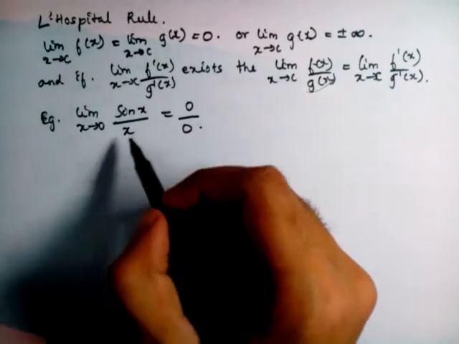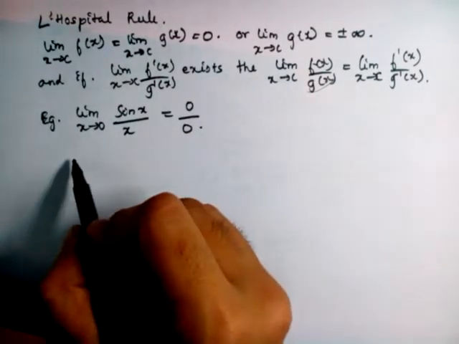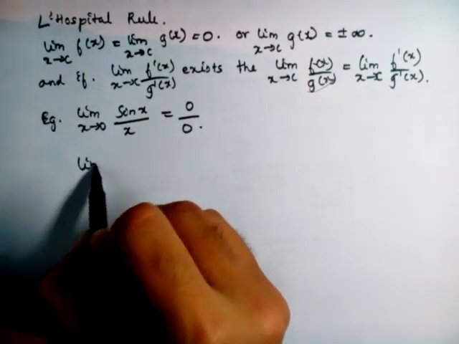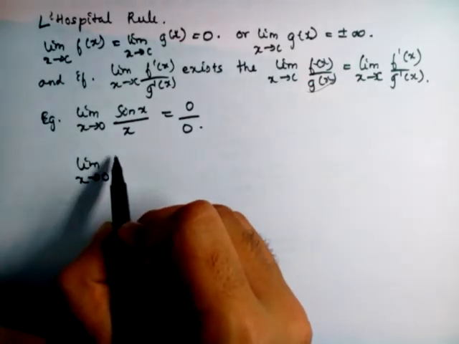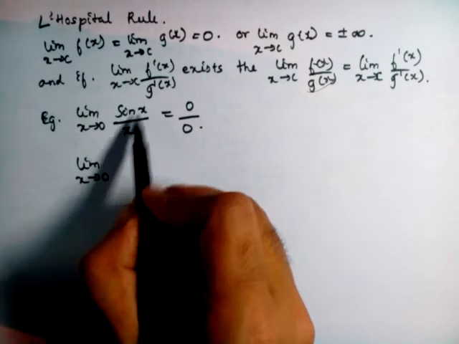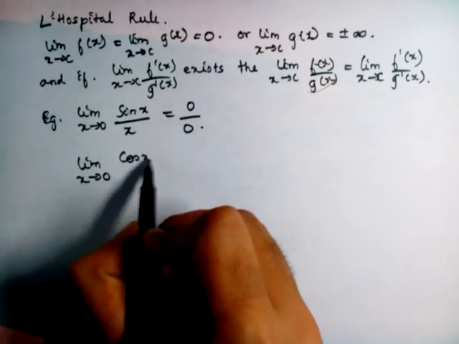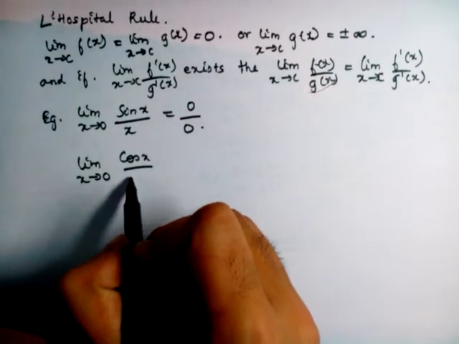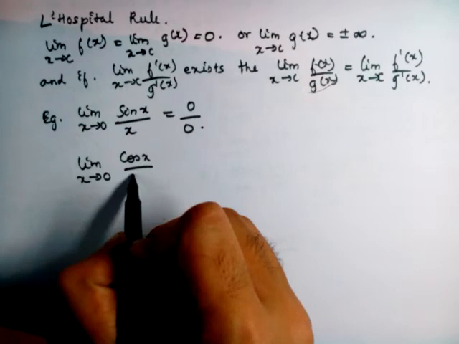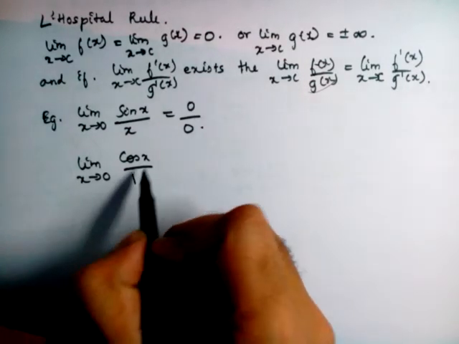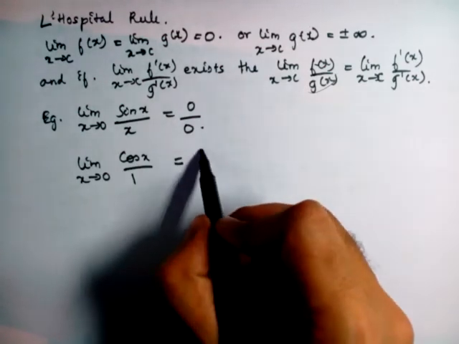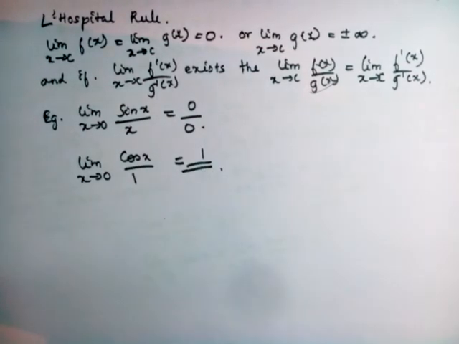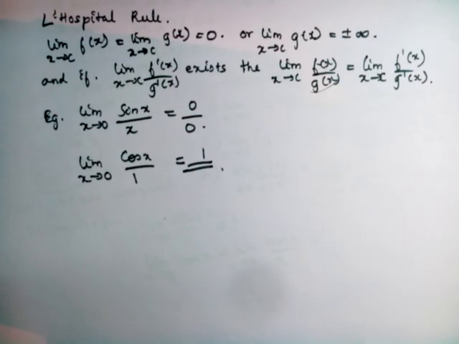In this case, what we can do is apply the L'Hospital rule, which states that this is also equal to limit of d by dx of sine x, that is cos x, and d by dx of x, that will give us 1. So applying cos of 0, we get the answer as 1.